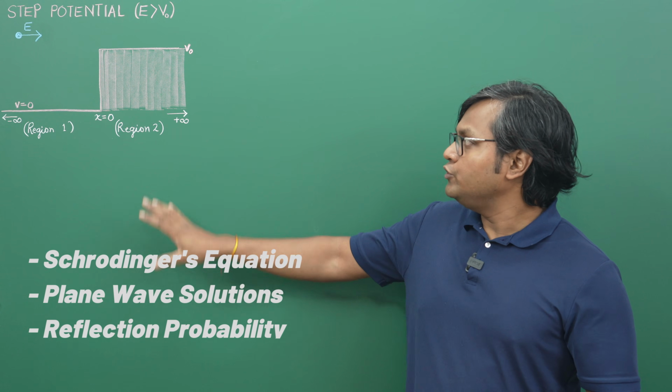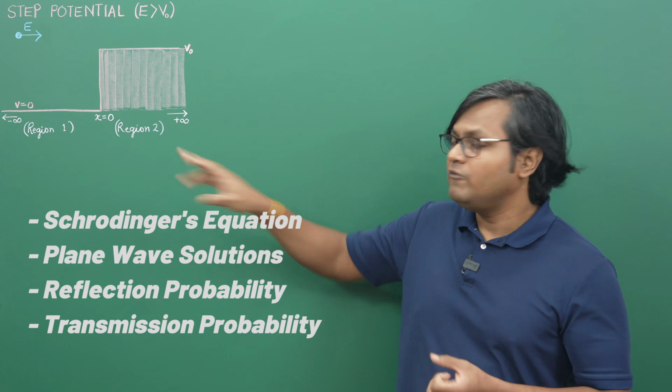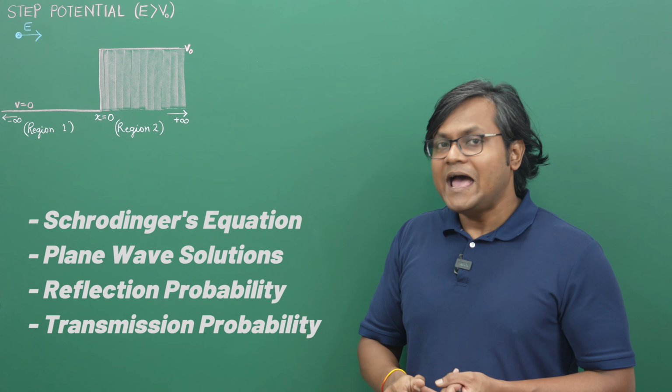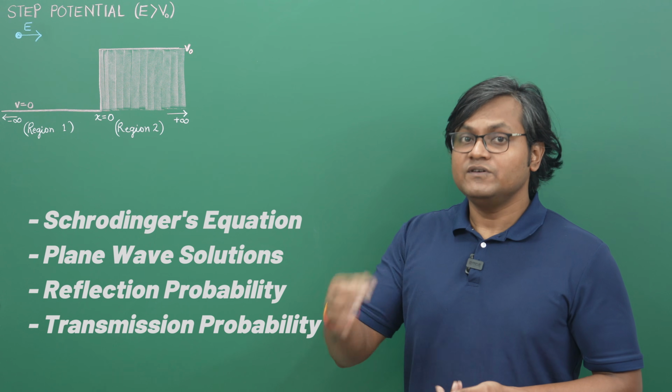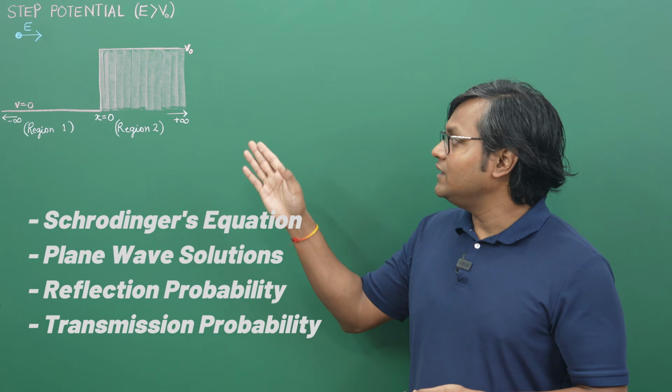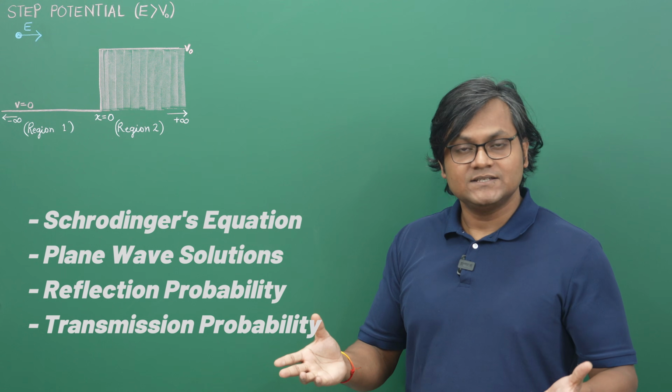In this video, I'm going to solve the Schrodinger equation for this problem, find out the plane wave solutions, and then obtain the reflection and the transmission coefficient, which will give us the probability of reflection of the particle at x equal to 0. Let's begin.